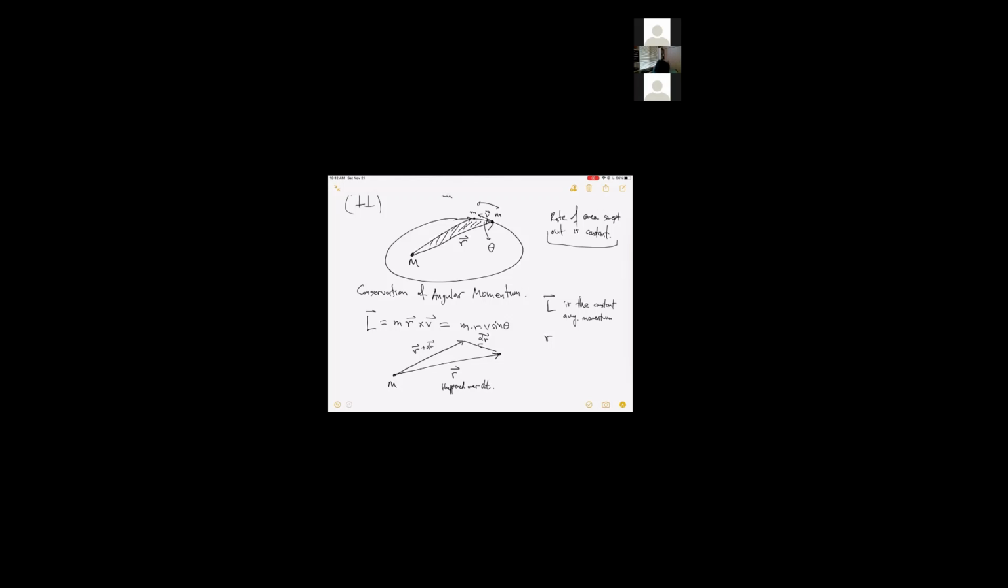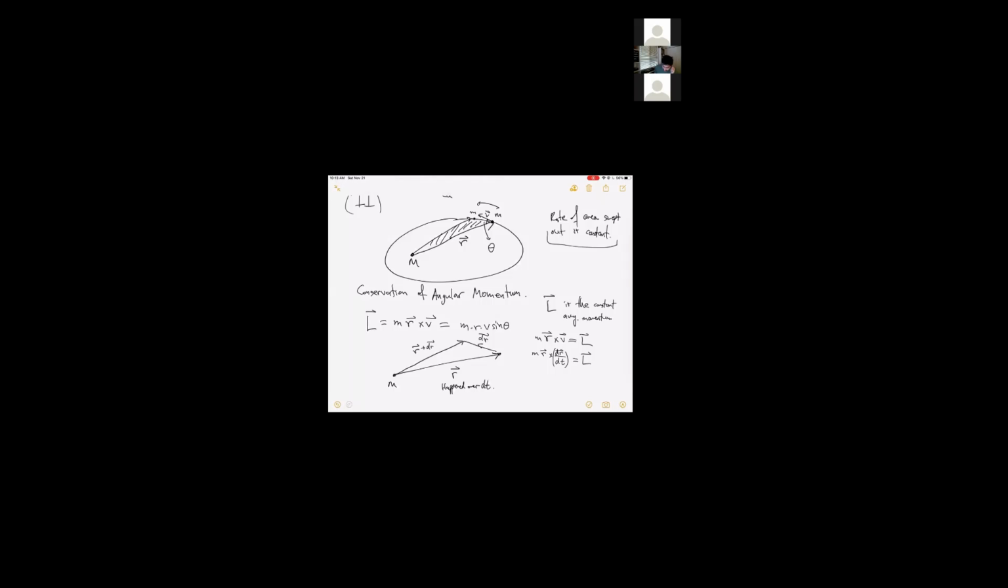Then this tells us that r cross v is equal to L over m, or m r cross v is equal to L. And in this case, what this is saying is that m r cross dr/dt is L, because the velocity is dr/dt.